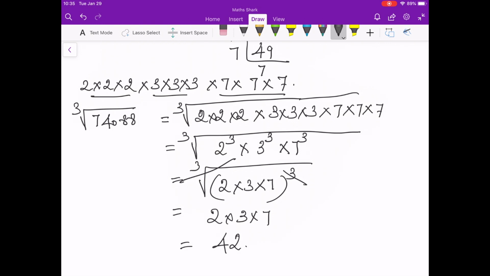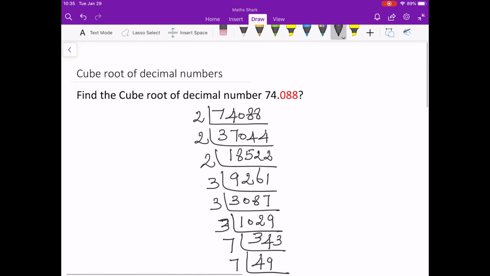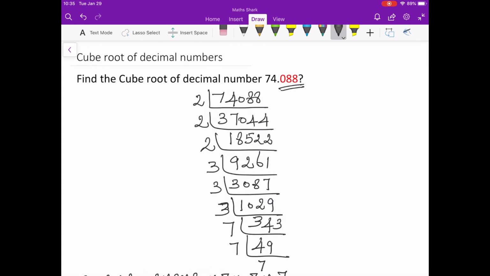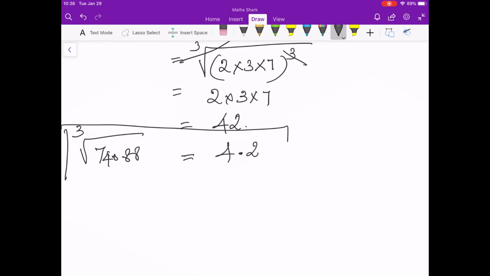Now it is time to apply step 3. If you see the number of digits after the decimal point, it is 3. So the answer is going to have 1/3 of this number, that is 1. So the answer should have 1 number after the decimal point. So that is only 2. So this is the answer.